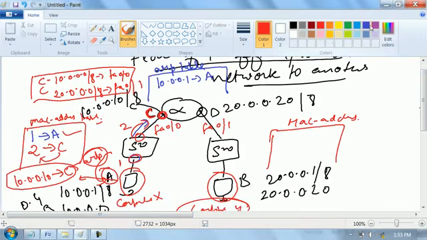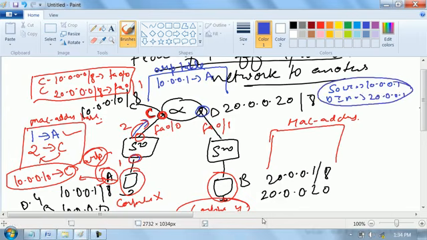Now traffic is present on this interface. Source IP is 10.0.0.1. Destination IP is 20.0.0.1. For communication, how many things are a must? 4 things. What are those 4 things? Source IP, destination IP, source MAC, destination MAC. Now router is sending traffic from this interface to the user.